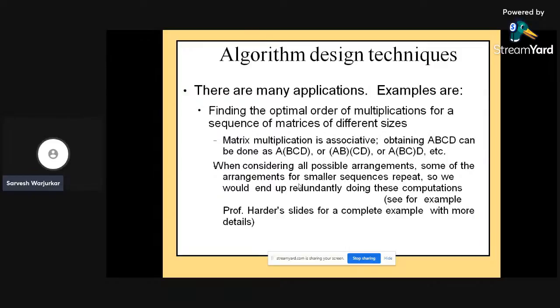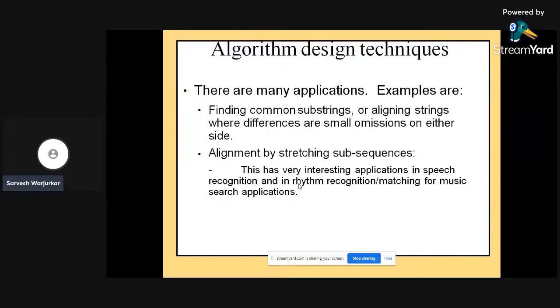When considering all the possible arrangements, we are able to find the arrangement for the smaller sequence that can be repeated, so we would end up computing redundantly. We can solve different problems with the dynamic programming approach. There might be different algorithms that can solve this, such as alignment by stretching the subsequence. Whenever we see a recursive solution that repeatedly calls for the same input, we optimize it by using dynamic programming.